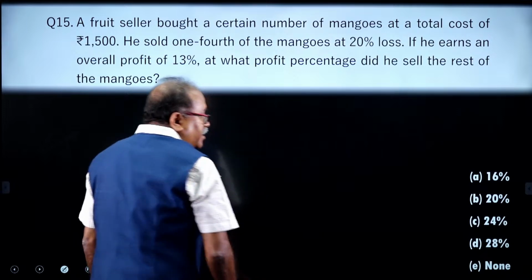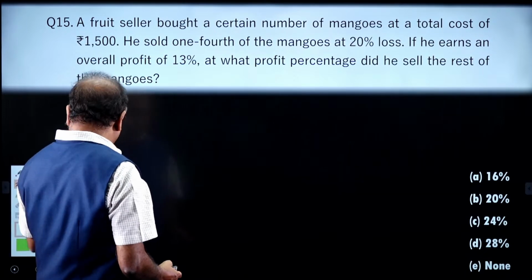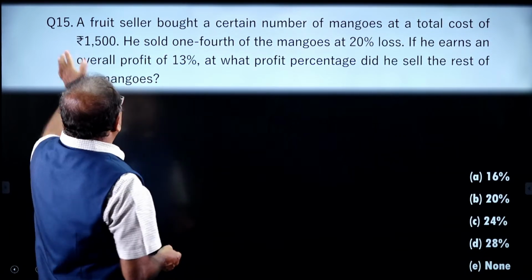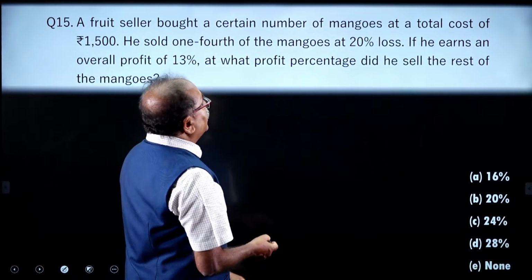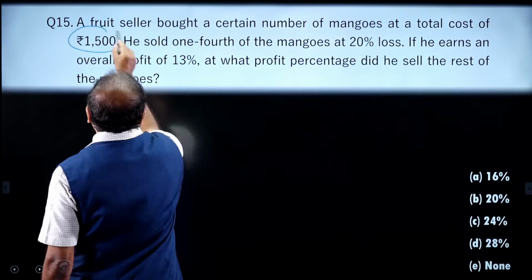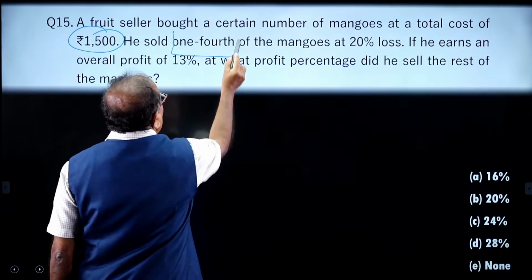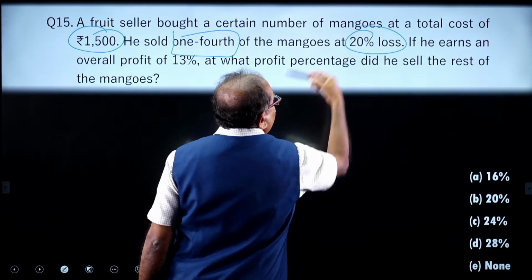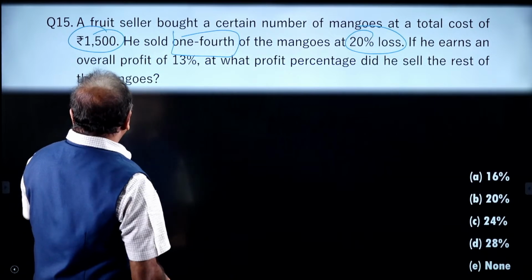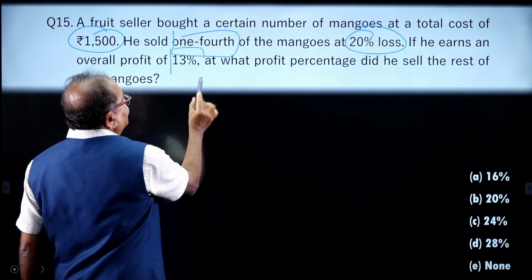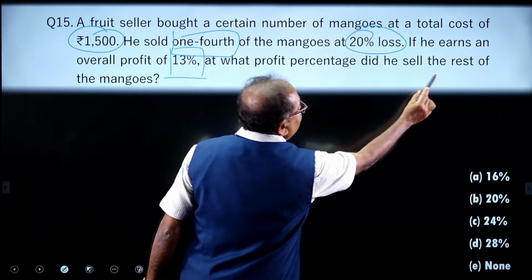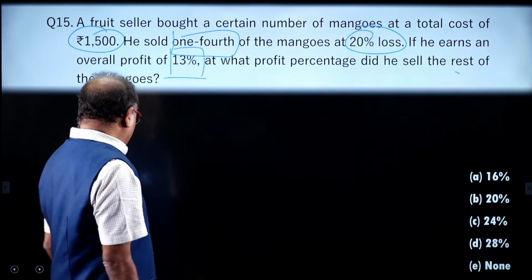A fruit seller bought a certain number of mangoes at a total cost of rupees 1500. He sold 1/4 at a 20% loss. If he earns an overall profit of 13%, then what is the profit percentage at which he sells the rest of the mangoes?